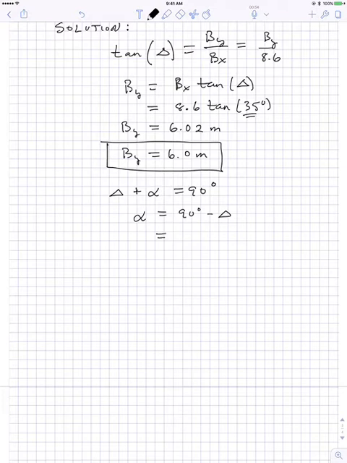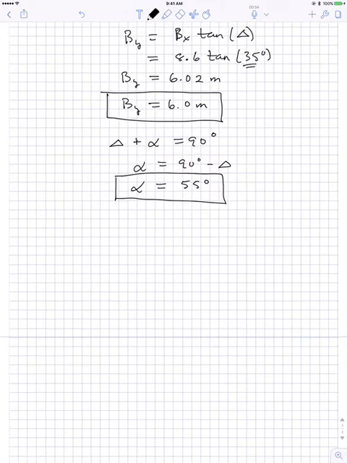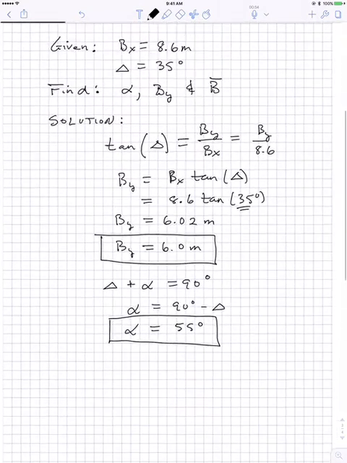And we plug that in, and we get 90 minus 35 degrees, which is 55 degrees. Okay. That's in 2 significant digits, so we can just box the answer. Okay. Then we're looking at finding the vector b.